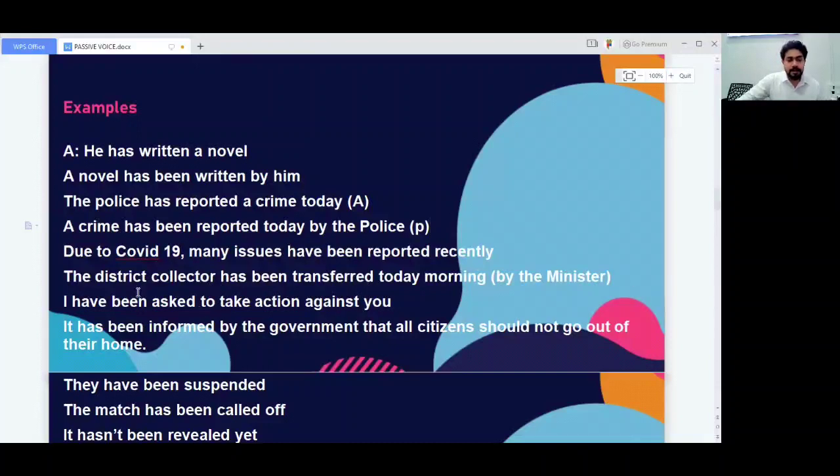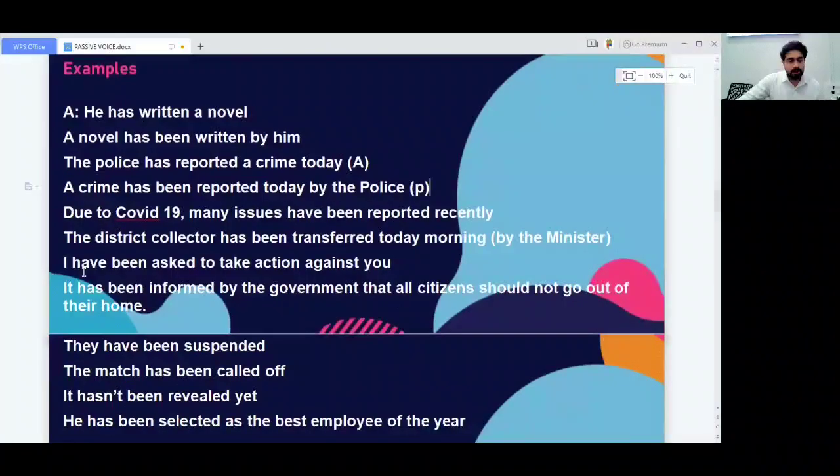That's it. Now here, the object or the action receiver is I. I've been asked to take action against you, which means we don't know who has asked. We don't know who told me to take the action. But I just said, I've been asked to take action against you.